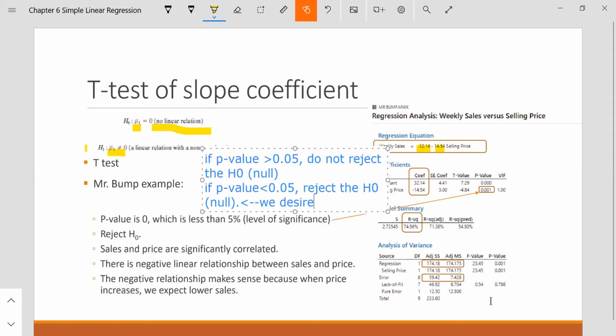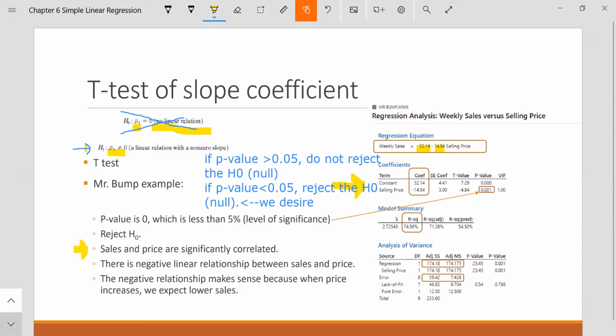You would notice that the p-value for this case is 0.001, which is less than 0.05. So that's good news. We can reject the null hypothesis. So we can declare that this statement, no linear relationship, is wrong. And we can conclude with the alternative and say, yes, X and Y are significantly correlated. Or going back to the specific variables, we can say the sales and price are significantly correlated.